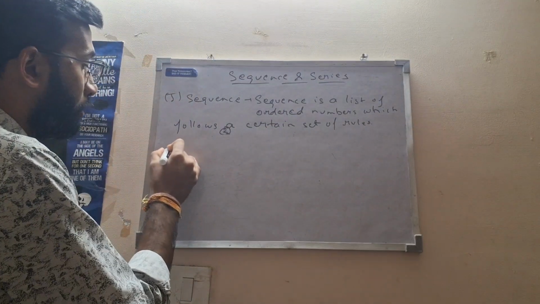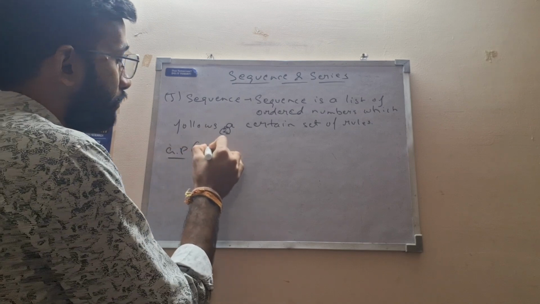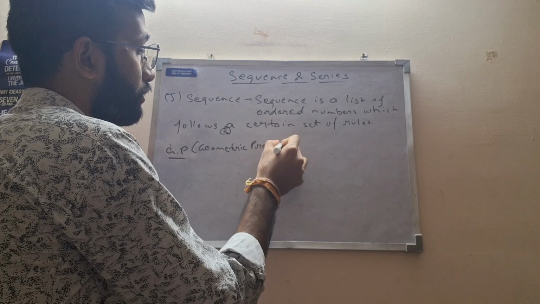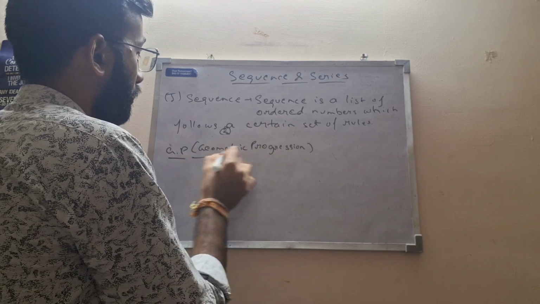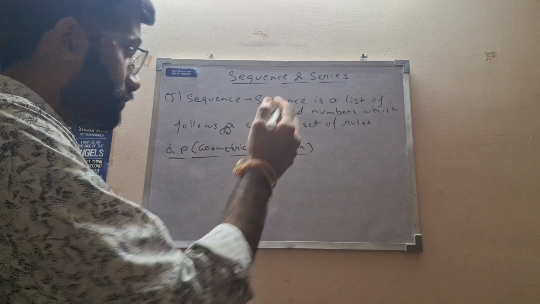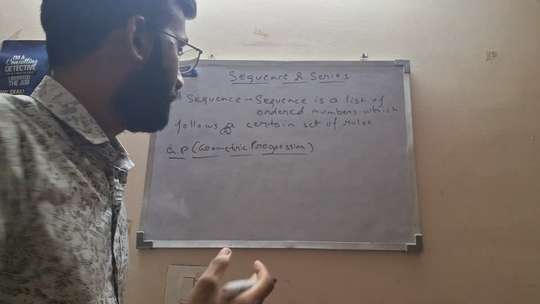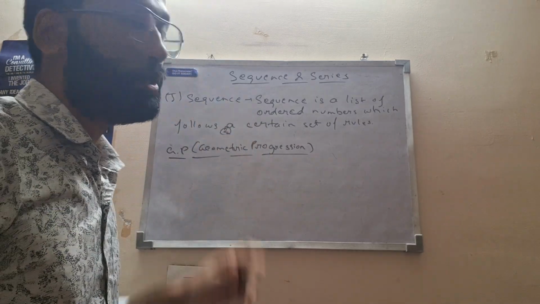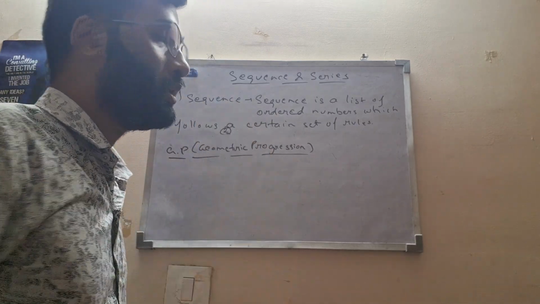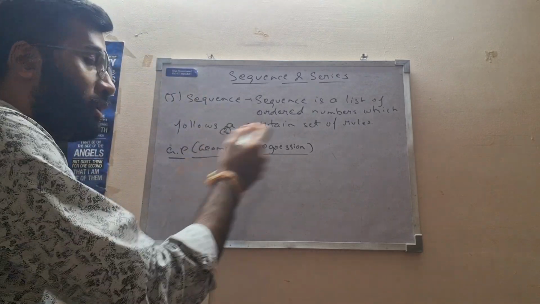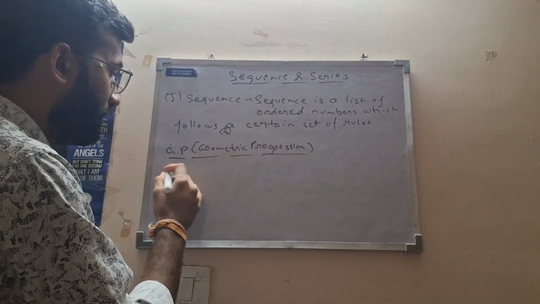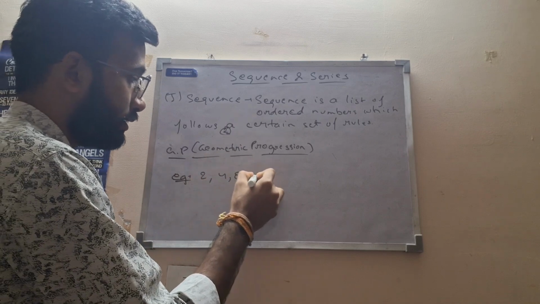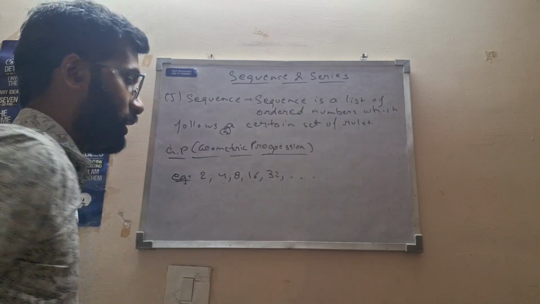Now I'll tell you about the GP, which is a geometric progression. Okay, so as a geometric progression is also a sequence, it also has to follow the sequence definition, that is, follow a certain rule or pattern. So how is the geometric progression different from the AP? Suppose I give an example to you like 2, 4, 8, 16, 32 and so on.